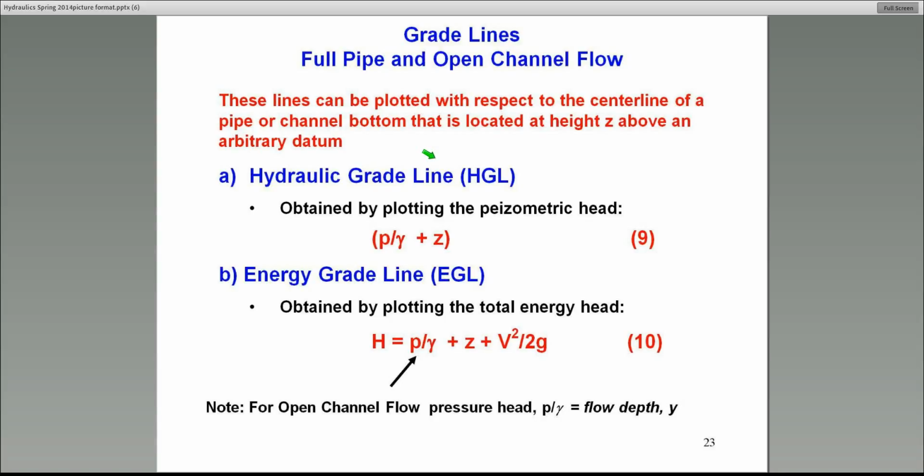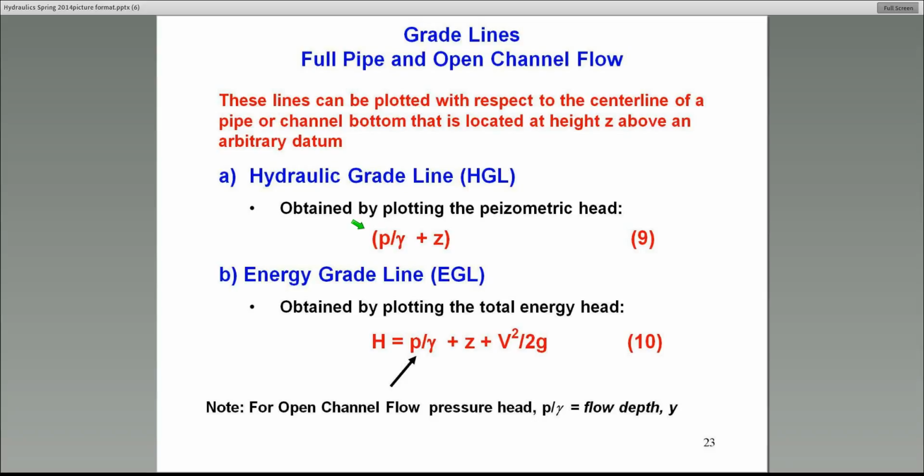Of course, for an open channel system, you'll have to substitute P over gamma with Y, the flow depth. So for an open channel system, the hydraulic gradient line is y plus z. Now, if you think about it, what is y plus z? It's basically the vertical flow depth plus the elevation of the channel bottom above a datum. So that's essentially what we call the stage or the water surface of the channel system. So therefore, the hydraulic gradient line in an open channel is the water surface.